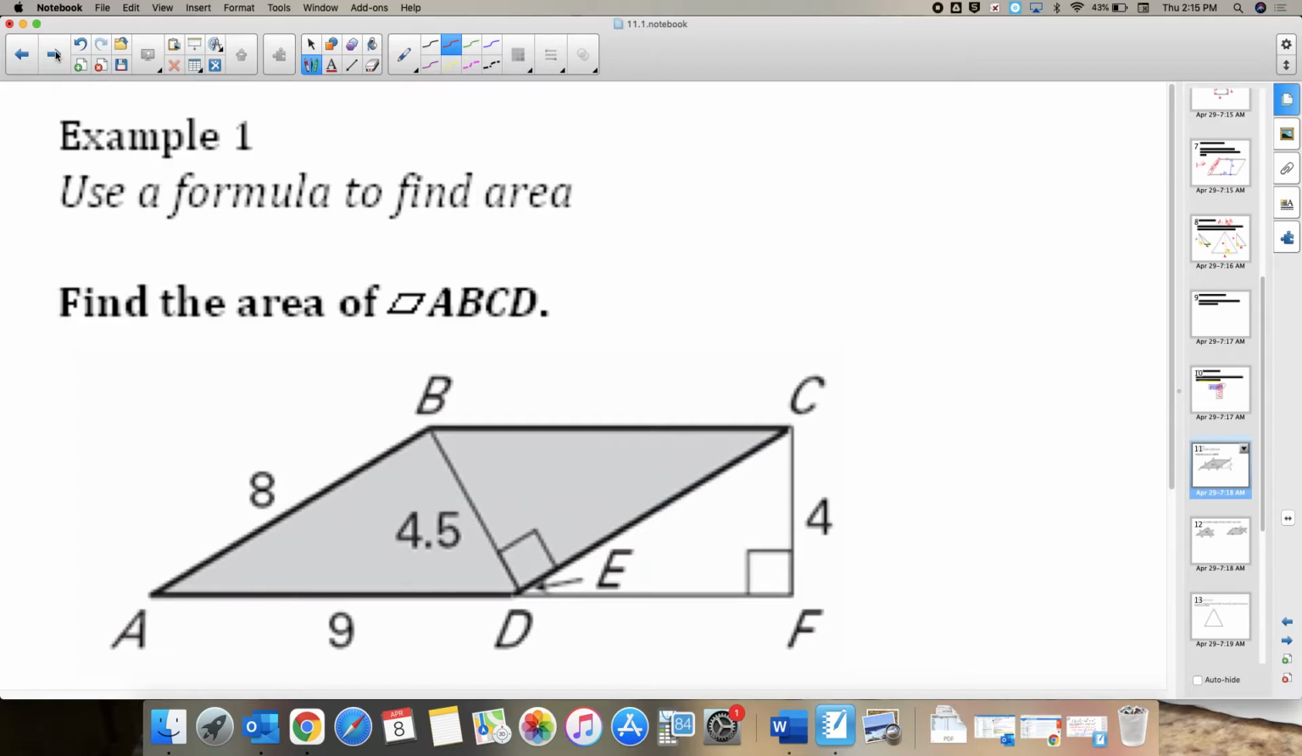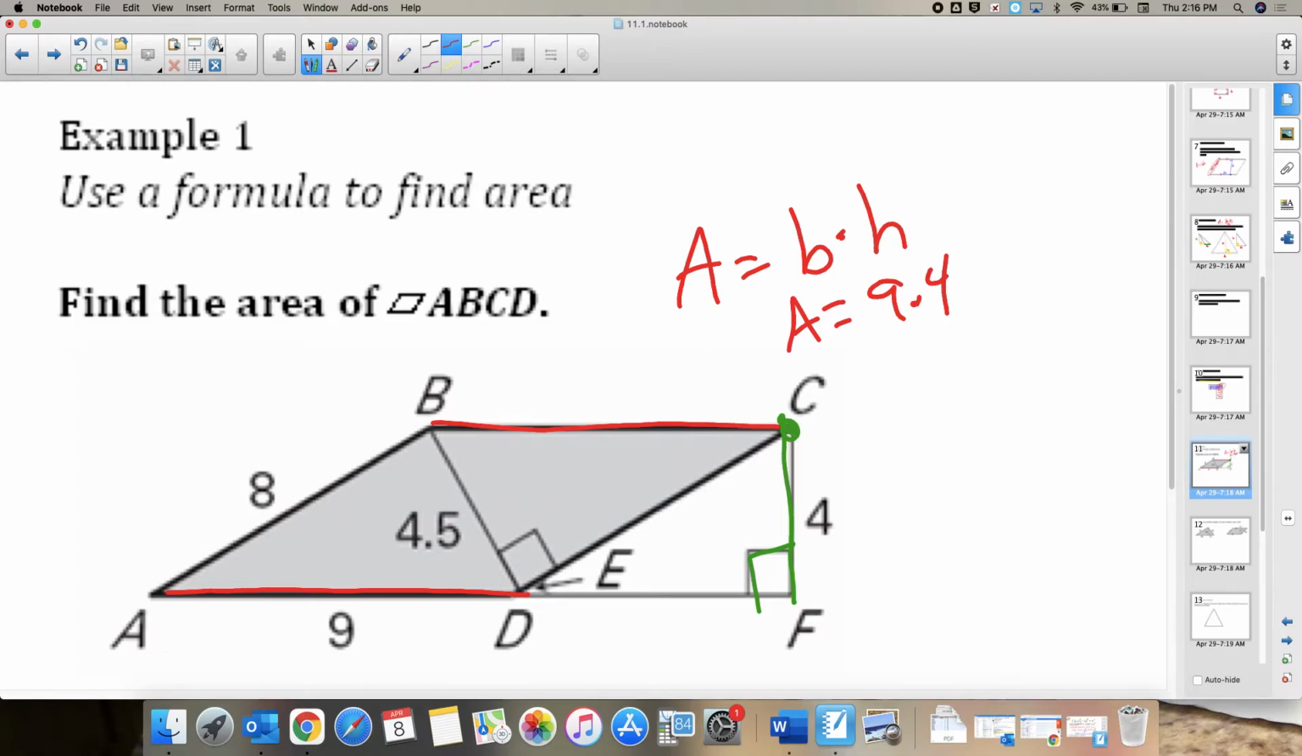So find the area of our parallelogram. Area equals base times height. Now, the key is what base and height do you want to use? If we're talking about the top and bottom being the bases, then it is the perpendicular distance from top to bottom. So that is 4. So one thing we could do is 9 times 4.